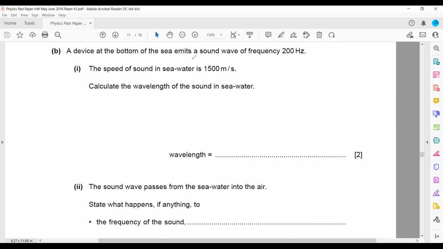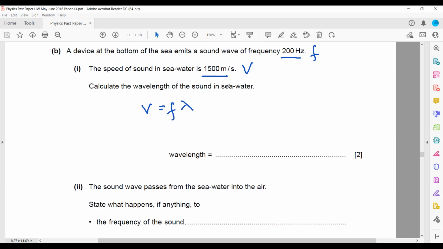at the bottom of a sea emits a sound wave of a frequency 200 hertz. So frequency is 200 hertz. The speed of the sound in a sea is 1500. So that is the speed. We need the wavelength. So formula v equals f lambda. That is valid for all kinds of waves, for light waves or sound waves. We can use this formula v equals f lambda for any kind of wave. The frequency is given, the speed is given. We just need the wavelength.